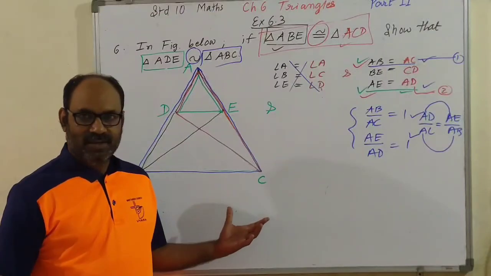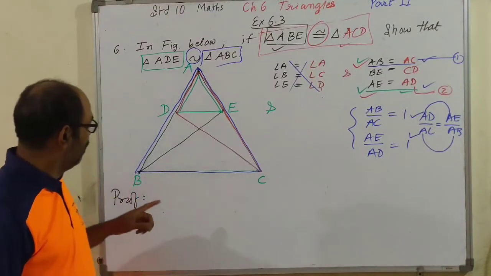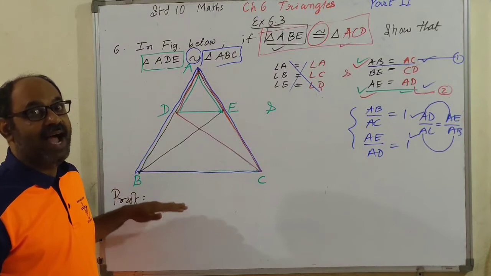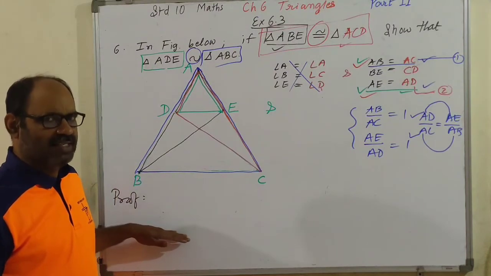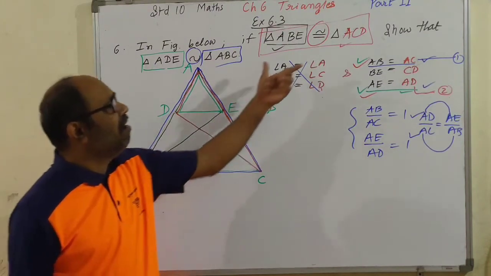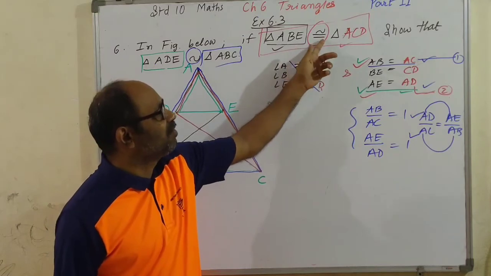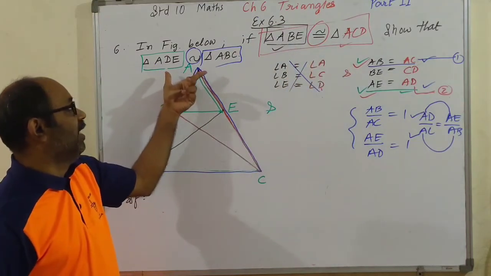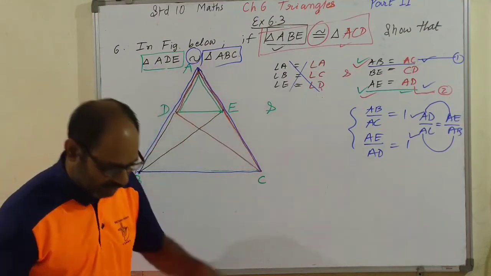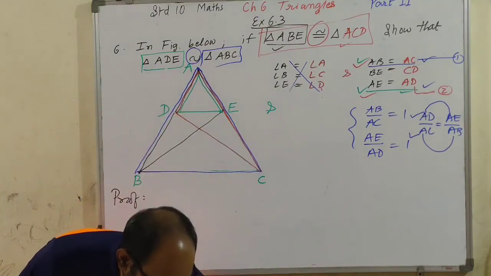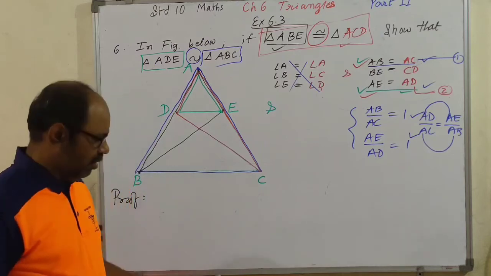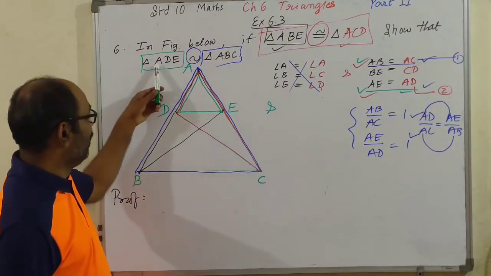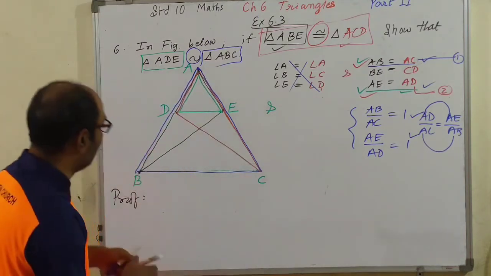Alright. As I start the proof, I won't be writing data and to prove. I'll just say what is data. Only one thing, triangle ABE is congruent to triangle ACD. And to prove, just one thing, triangle ADE is similar to triangle ABC. Alright, simple. Let's start with the proof. Green triangle and this is blue triangle.